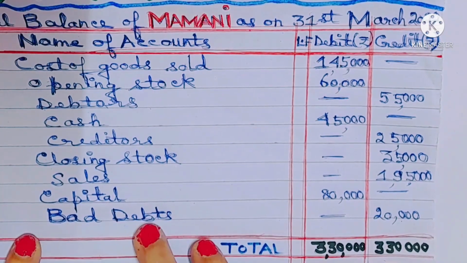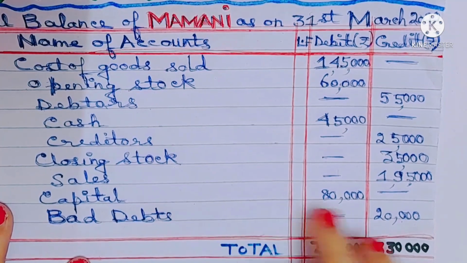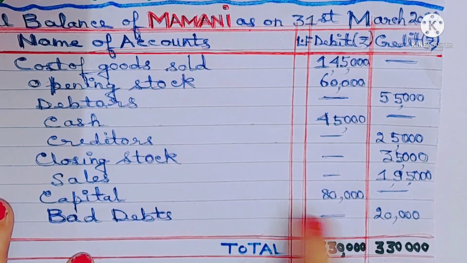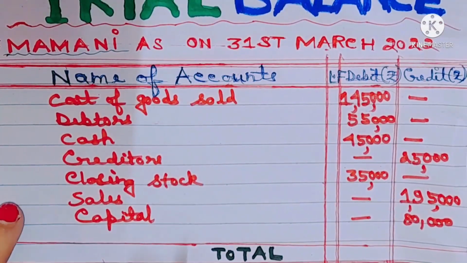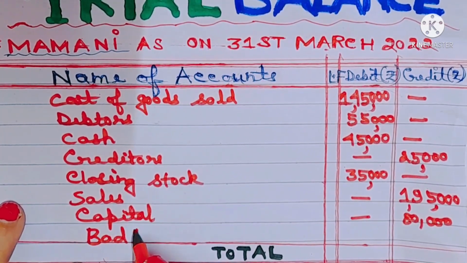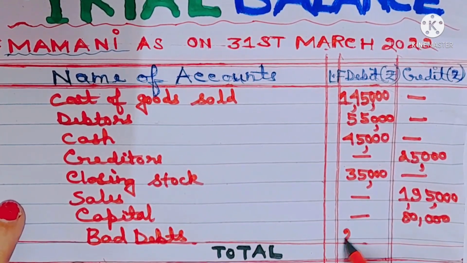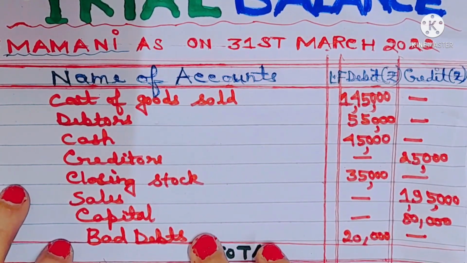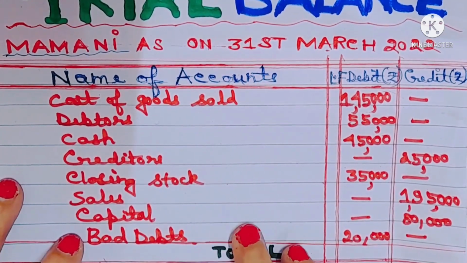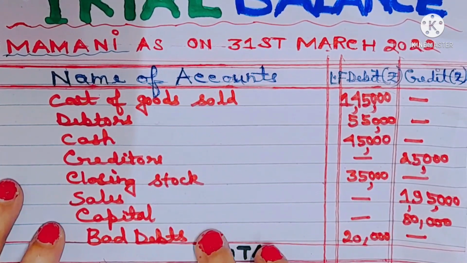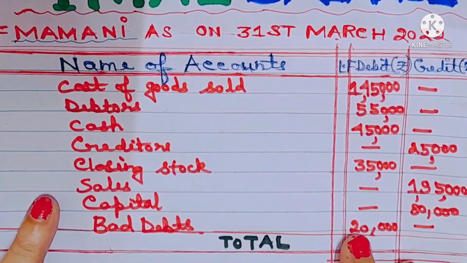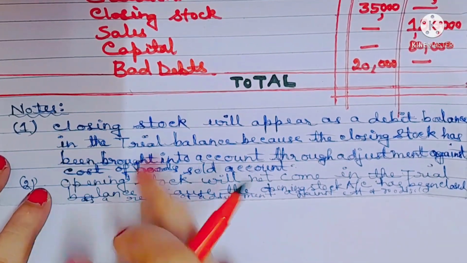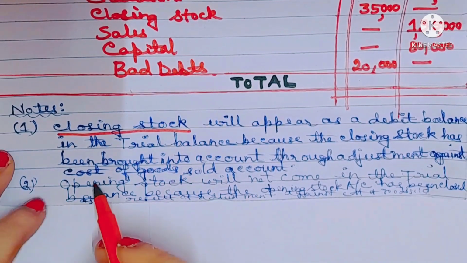The last account is bad debt. Bad debts has been wrongly written in the credit column. So, let's rectify bad debts and let's write 20,000 in the debit column. Okay. Bad debts has a debit balance. Why? Because bad debts falls under nominal account. According to nominal account, all losses and expenses debit. Here, bad debts is a loss for the business. So, bad debts will be debited. Understood? Well, you have to write a short note like closing stock number 1 for opening stock number 2.